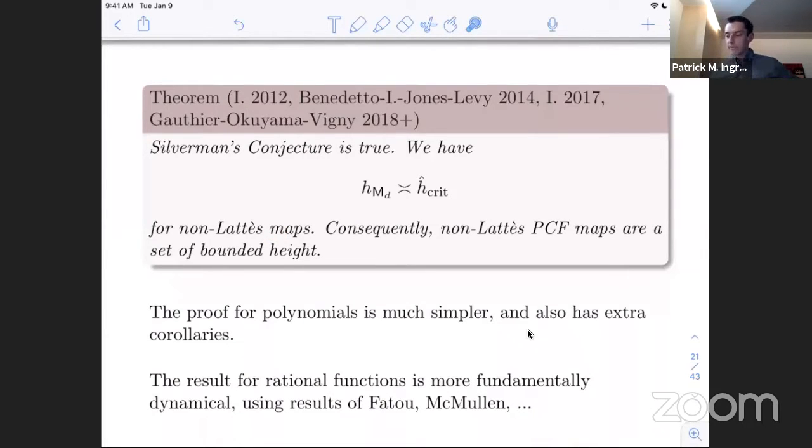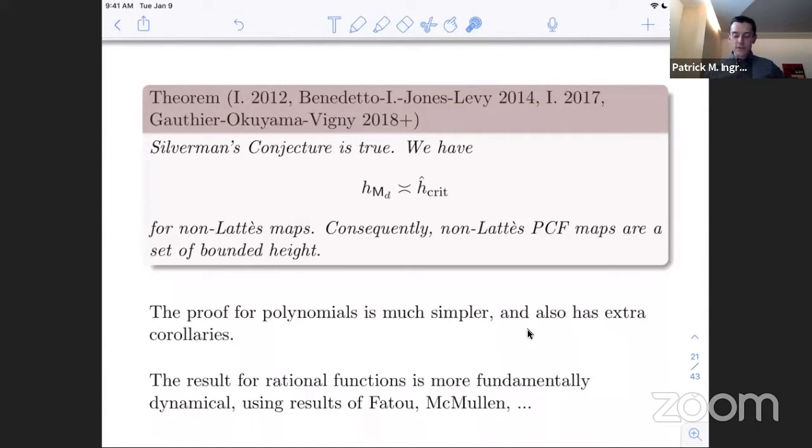And maybe I'll just go through briefly the history or the sequence up here, because I've listed four different papers. So this was established first for polynomials, and the proof for polynomials is at once a little bit simpler, or maybe much simpler. There's not a lot of dynamics that actually goes into the proof. In fact, other than maybe the construction of the canonical height itself, there's no dynamics that goes into the proof in the case of polynomials. But on the other hand, there are also extra corollaries, which I'll mention on the next slide.